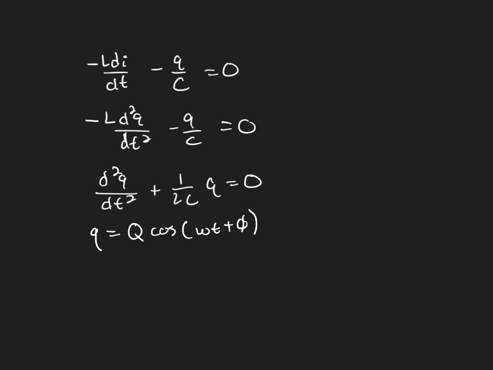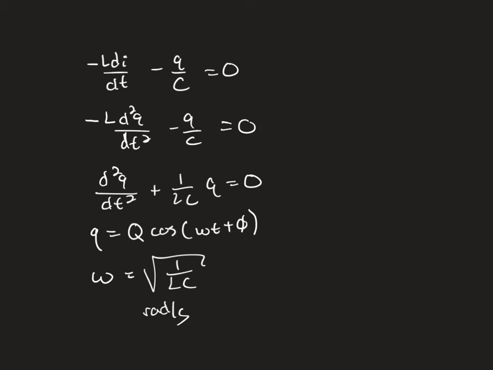Alright, so let me define a couple more terms in here. Omega is going to equal the square root of 1 over L times C, or the inductance times the capacitance. So this is going to be the angular frequency of the oscillation. So it's telling you the rate at which things are oscillating back and forth between the capacitor and the inductor. And that's going to have units, believe it or not, of radians per second.